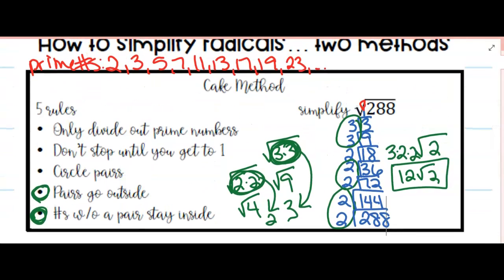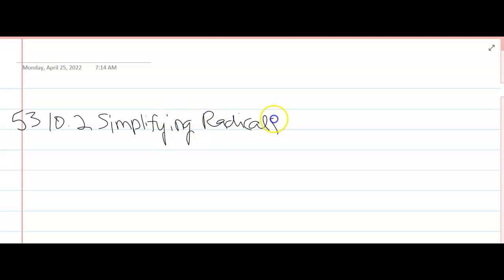So what I'd like you guys to do is go ahead and get this glued in. I'm not on my normal computer, so I don't have my table of contents set up, but this should be glued into page 53 in your table of contents. It should be section 10.2, and it is simplifying radicals. So let's go ahead and get that glued in real quick, and then we'll jump back to page 54 and look at our examples.